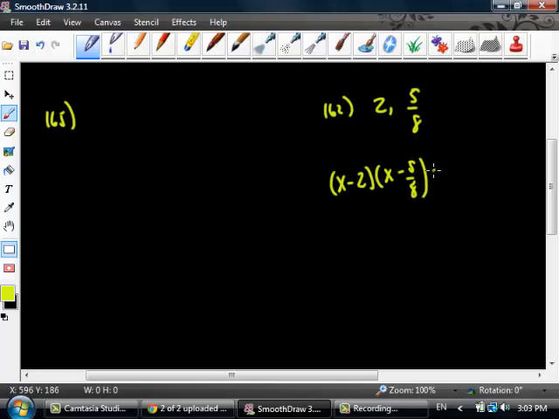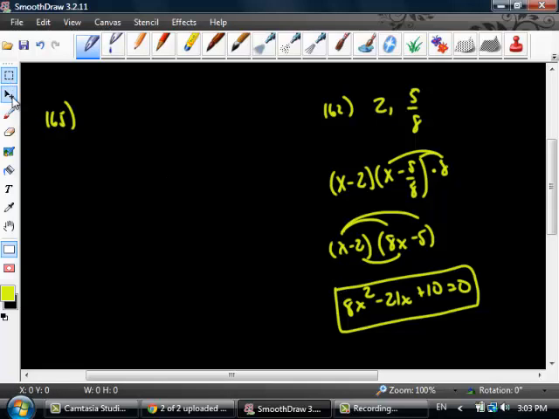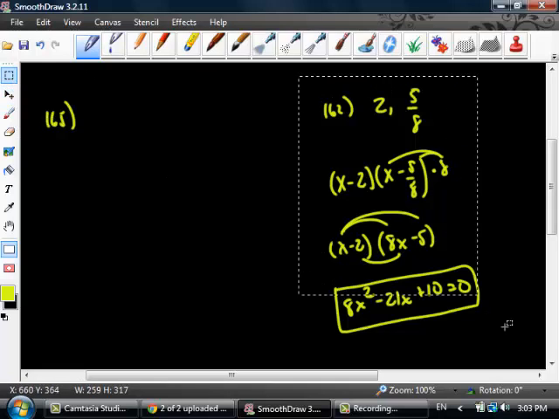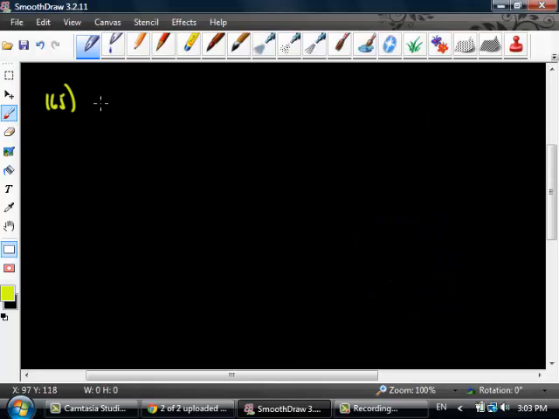From here, I'm going to multiply the right side by 8 to kill off the denominator. So what I get is 8x minus 5 times x minus 2. From here, I'm just going to quickly FOIL this out. This is 8x squared minus 5 minus 16, so minus 21x plus 10 equals 0. Okay, that's how you do these problems in their most basic form. It gets more complicated when you throw radicals in there.